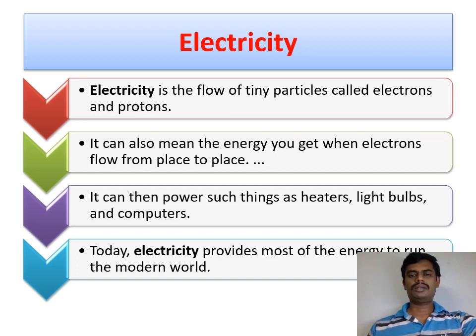Coming to electricity, it is nothing but the flow of tiny particles called electrons and protons. It can also mean that when electrons flow from one place to another, they can power up certain electrical equipment like bulbs, fans, lights, computers, etc. Today, electrical energy is the most useful and most reliable form of energy, because this form of energy can be converted into various other forms of energy.